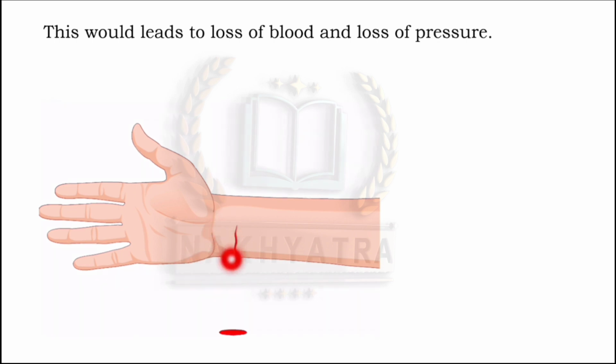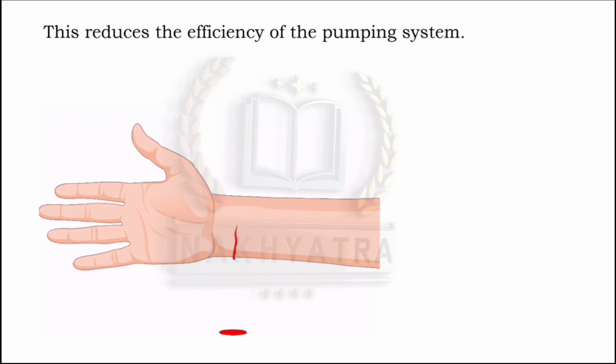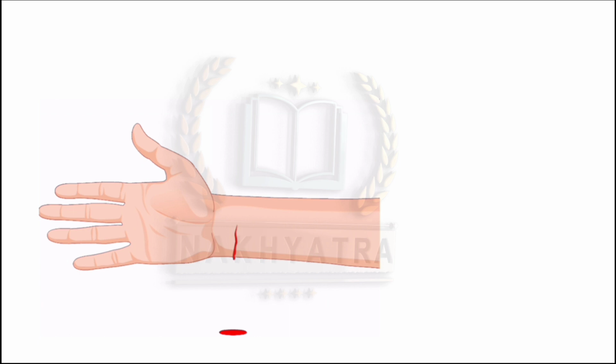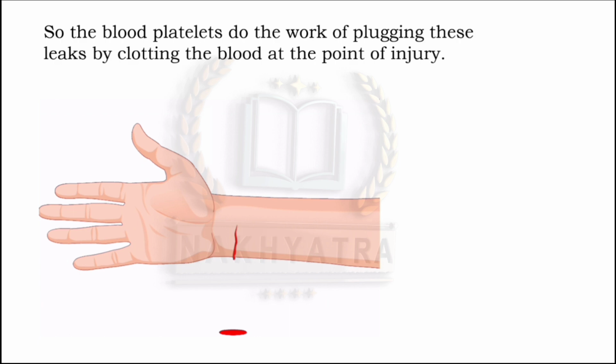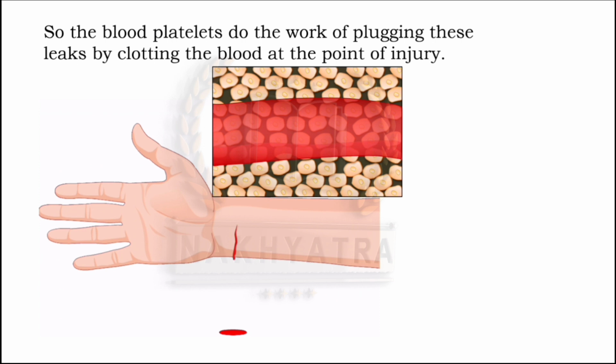Can you see it here? This reduces the efficiency of the pumping system. So the blood platelets do the work of plugging these leaks by clotting the blood at the point of injury.